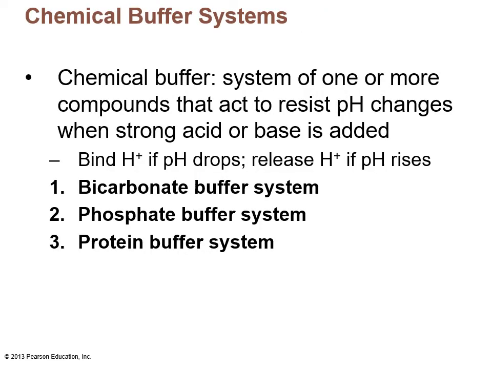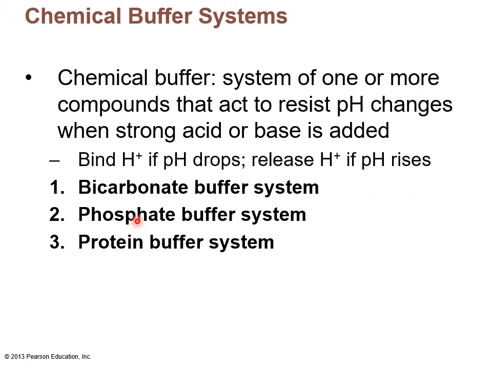So we have different chemical buffer systems. A buffer system is a system of one or more compounds that act to resist pH changes when a strong acid or base is added. It binds H if the pH drops, because remember H is an acid, and it releases H if the pH rises.